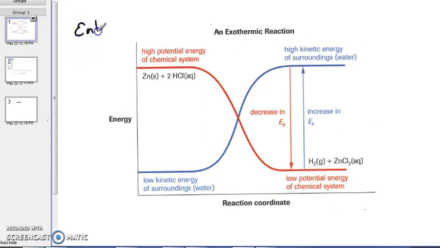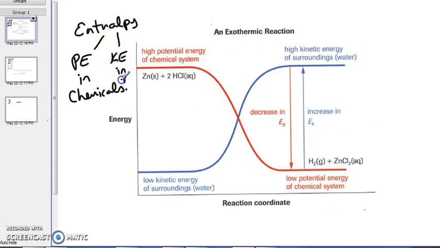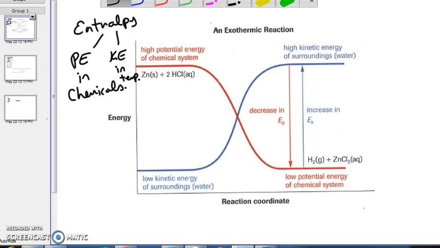So enthalpy can be both the potential energy in chemical bonds as well as the kinetic energy found in the temperature or the motion of those bonds. And so just as an example here, we take a look at a reaction where we have zinc reacting with hydrochloric acid, and it is going to form hydrogen gas and zinc chloride.